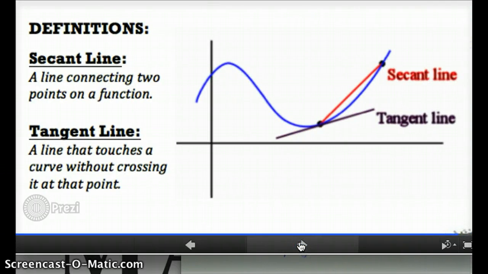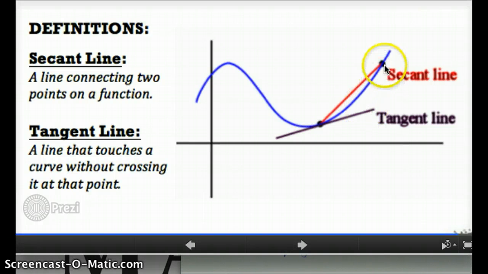First, let's define two things: secant line and tangent line. A secant line connects 2 points that are on a function. In particular, these 2 points have a slope and an equation that goes through this secant line. A tangent line is a line that touches a curve at exactly 1 point, but doesn't cross. So notice that if we extend the secant line, it would cross the blue function, but the tangent line would not do that, and that's the distinct difference between the two.